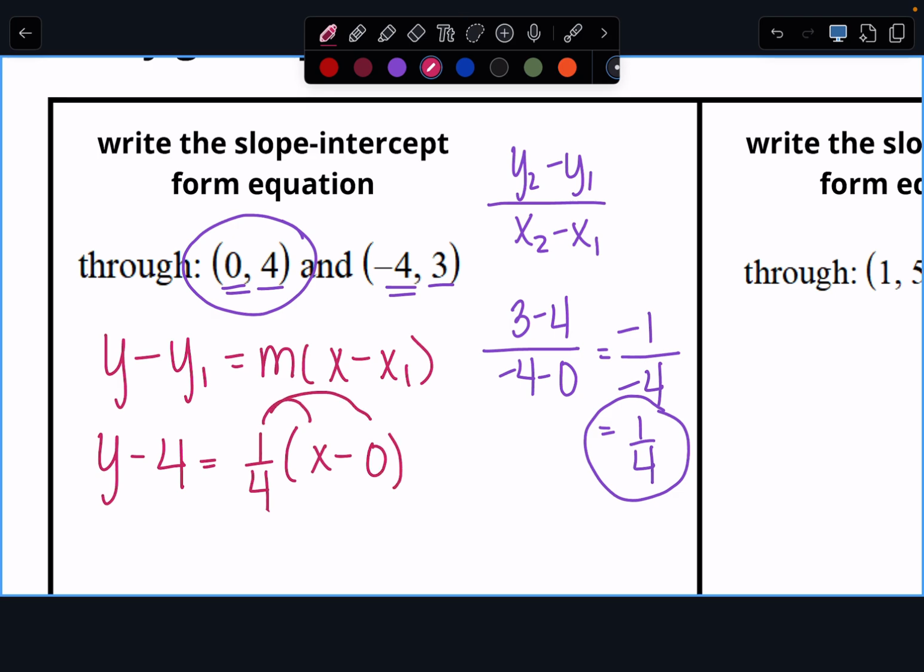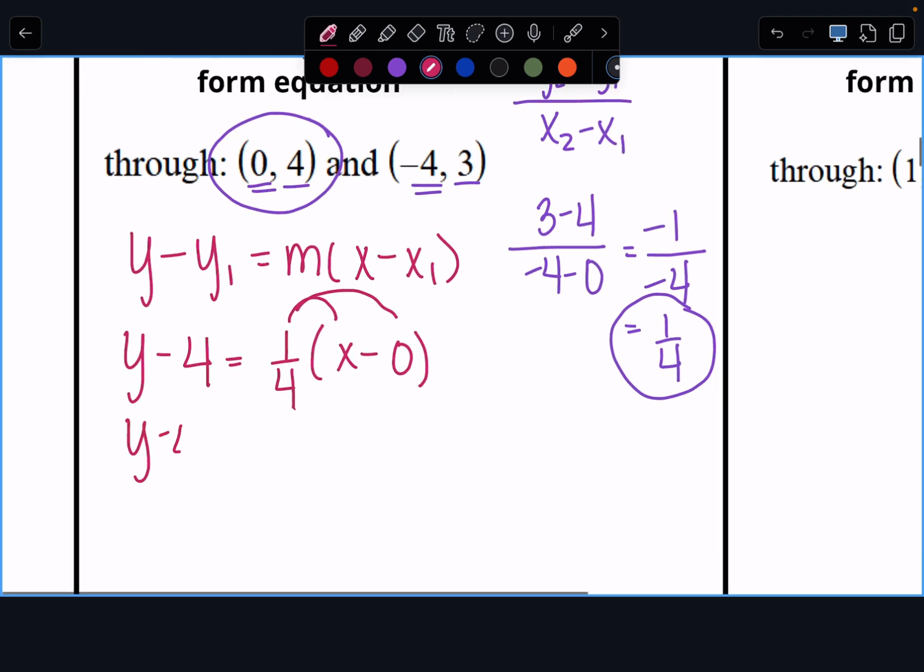So we want to distribute through. And this is really nice because 1/4 times x is just the 1/4 x. Squish those together. But anything times 0 goes away. So you can write minus 0 there if you want, if it helps you. Or you don't even have to put anything over there, okay?